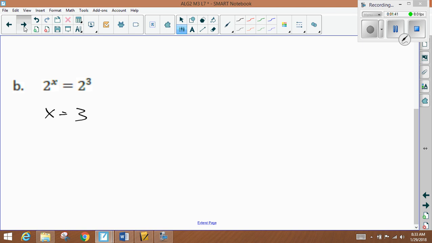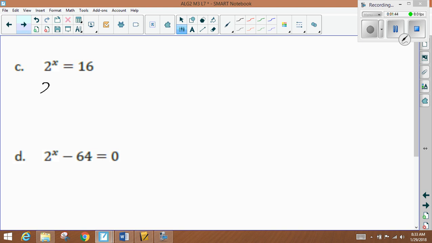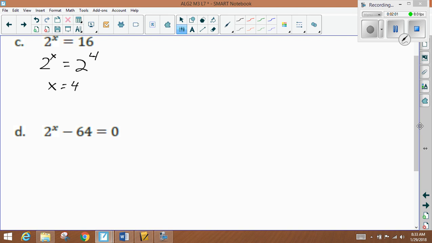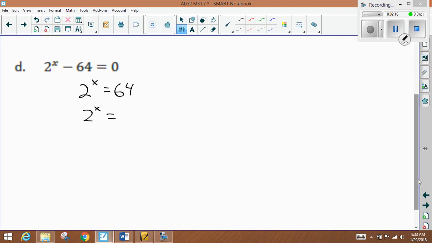Okay, ready? How about this one? I'm going to write this one as an exponent, right? And so then it must be the case that x is 4. This one's only slightly more challenging, because I got to add 64 to both sides. So no fun. So 2 to what power is 64?